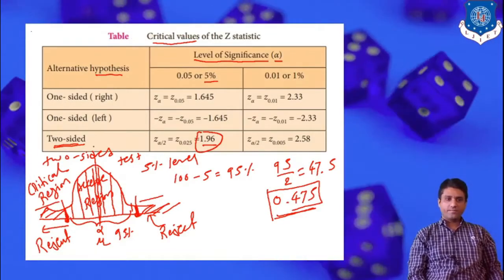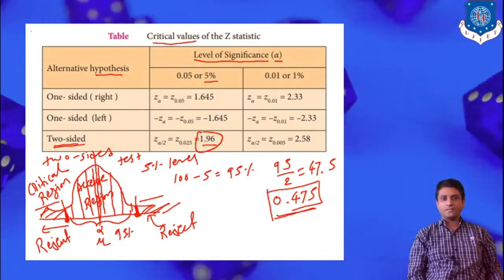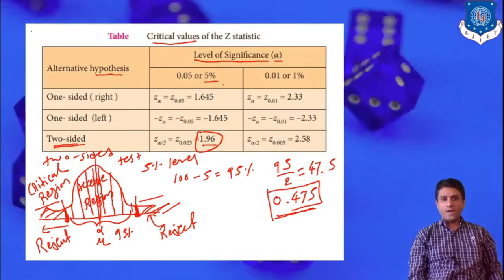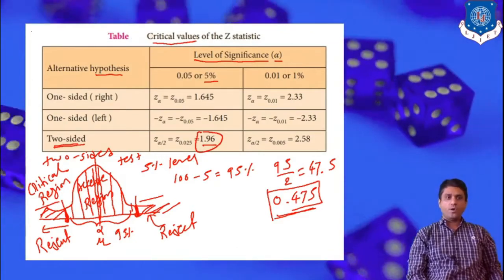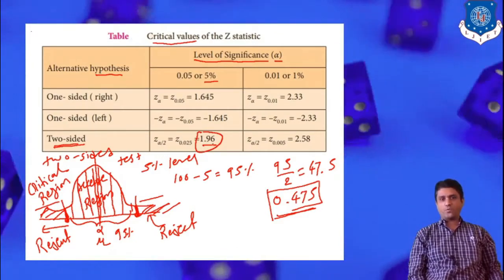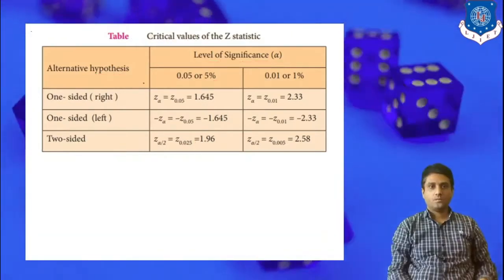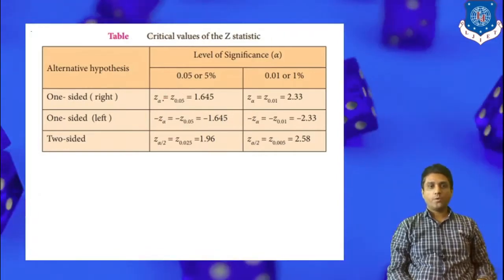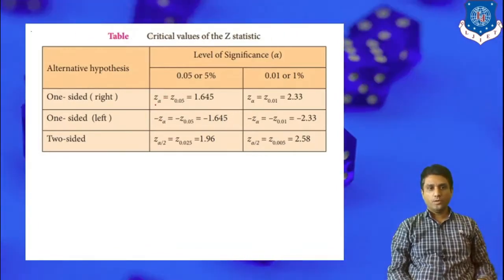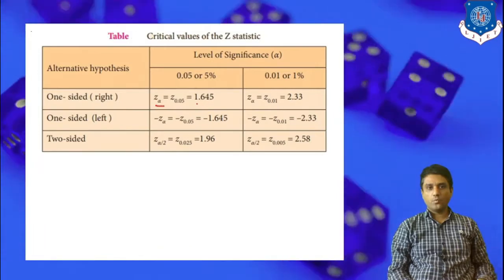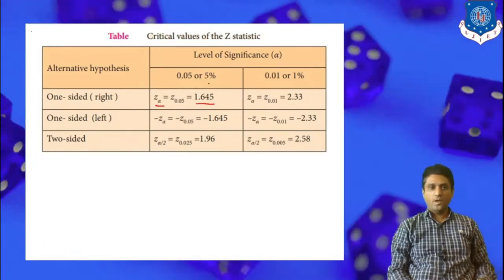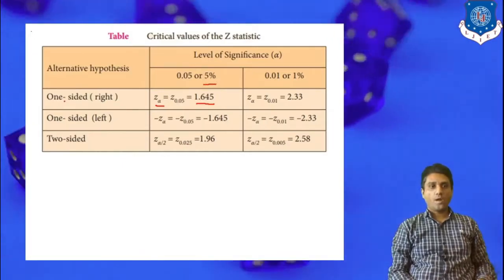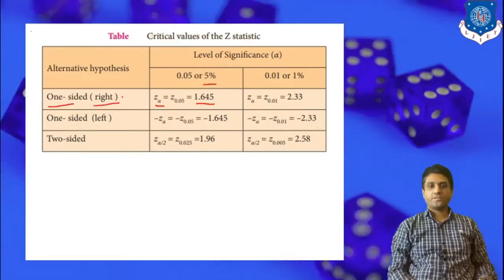So here we have shown how we can obtain this Z value, that is the critical value, when we consider a 5% level of significance and a two-sided test: we obtain 1.96. Next I will explain how we can obtain the critical value Z alpha, which is equal to 1.645 when we consider a 5% level of significance and a one-sided right test.